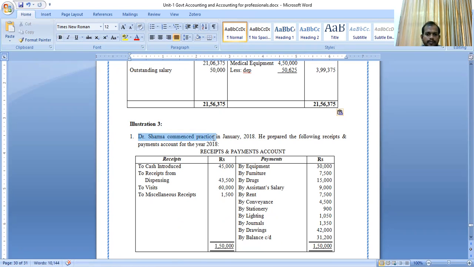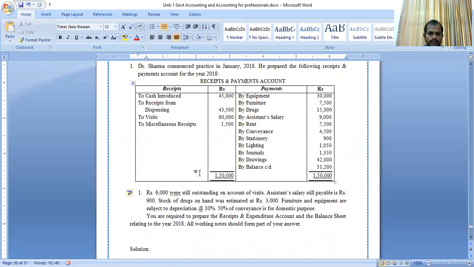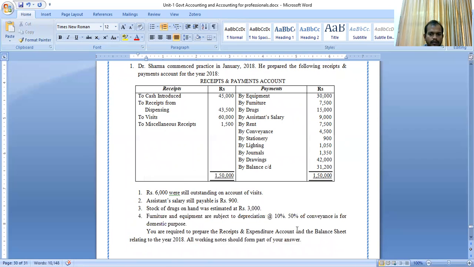Dr. Sharma commenced the practice in January 2018. He prepared the following receipts and payment account for the year 2018. So 6,000 were still outstanding on account of visits. Assistant's salary still payable is 900. Stock of drugs. I'll make a list of it so that it will be easier for us while calculating things.